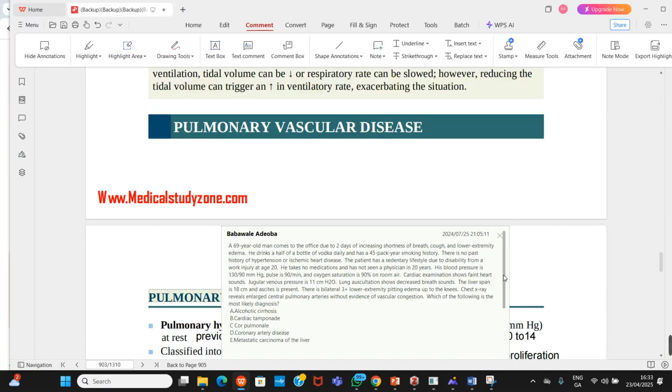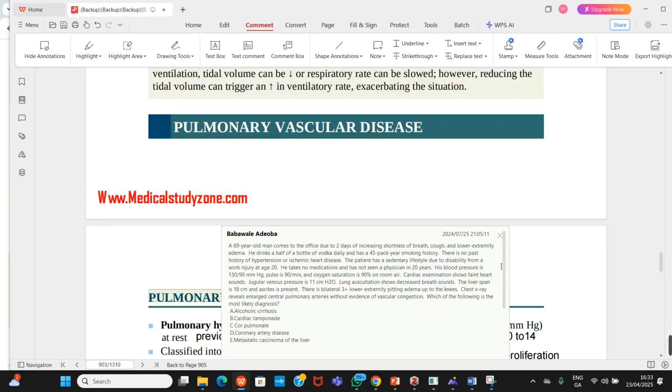Anybody? See, pulmonary. So why are we picking pulmonary? What do you think this person has? Right-sided heart failure. Right-sided heart failure, yes. So why are we now picking pulmonary? The cough, the elevated jugular venous pressure. Yeah. So what's the likely cause?